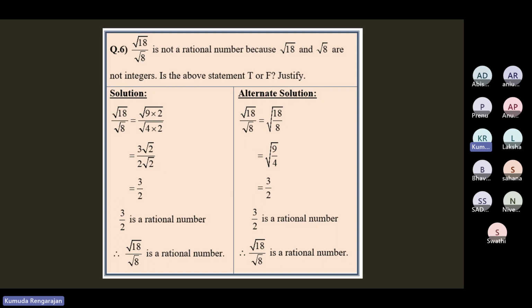Yes, ma'am. Very important question. Very important. For 2 marks, the first question will be something like this. Always simplify. To check if a given expression is rational or irrational, you have to simplify.